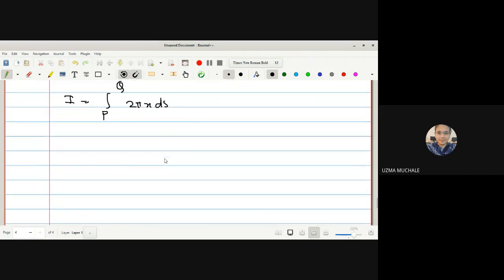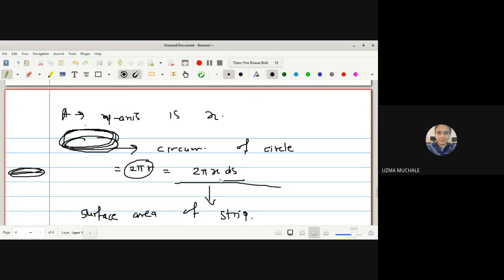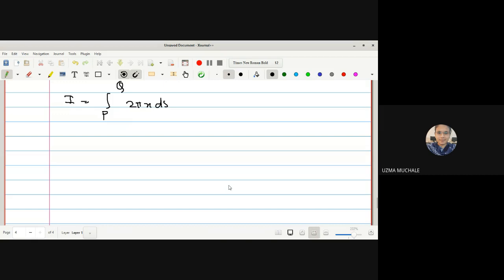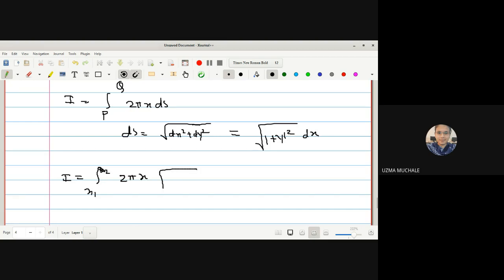Okay, so what have we found out firstly? The surface area of the strip is nothing but 2 pi x ds, and while finding the integration we get integral p to q of 2 pi x ds. Now we know what ds is. ds is nothing but under root of dx square plus dy square, because your curve is in the xy plane. So again you can consider this to be under root of 1 plus y dash square dx, after taking dx common. I hope you remember now. So the integration is now from x1 to x2, because we have taken dx common. So 2 pi x times under root of 1 plus y dash square dx, right?